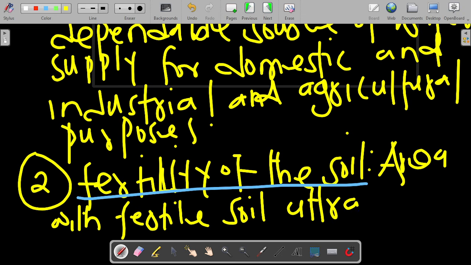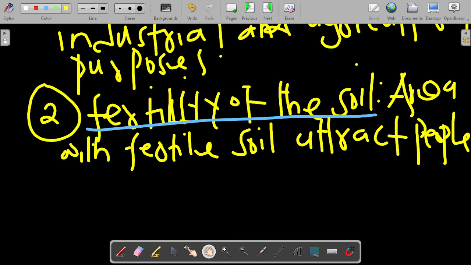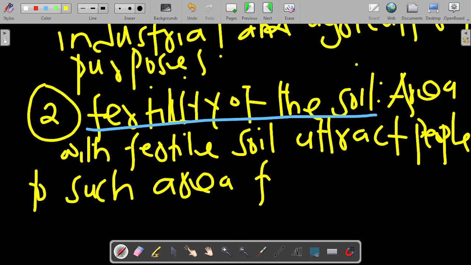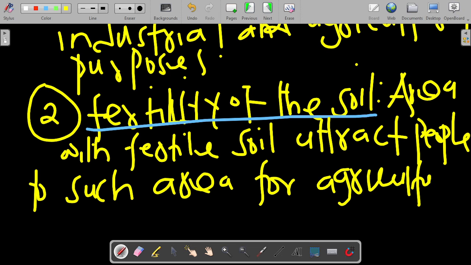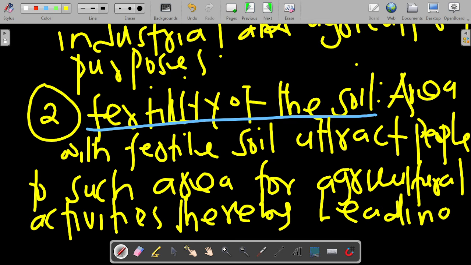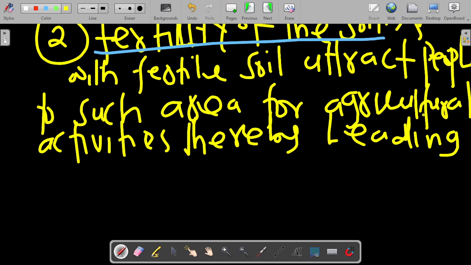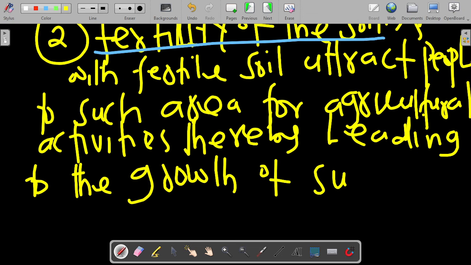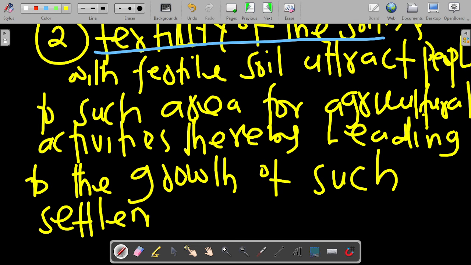attract people to such area for agricultural activities, thereby leading to the growth of such settlement. That is number 2. We are asked to describe 4.